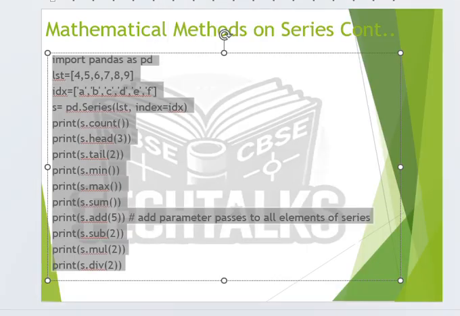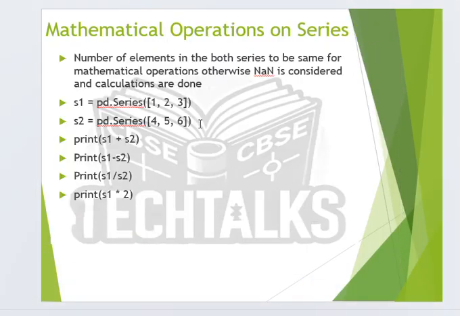Okay, now next slide. Now mathematical operations are also there. We have functions, addition, subtraction, multiplication, but we can even do mathematical operations on series also. The number of elements in both the series, when we are doing any mathematical operation, has to be the same, otherwise None will be considered in the calculations. It means that when we are doing any mathematical operation on series, the number of elements has to be the same, otherwise the system is going to make the number of elements equal on its own by putting None in them.